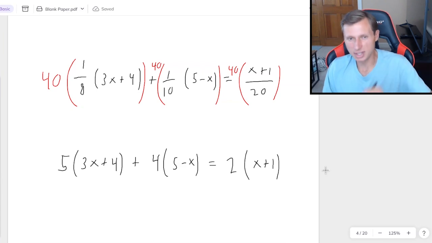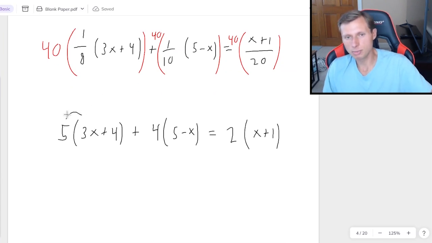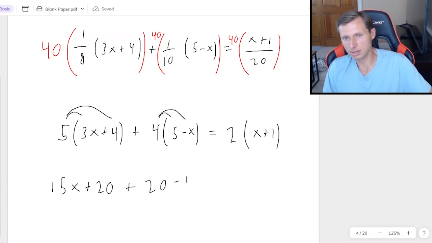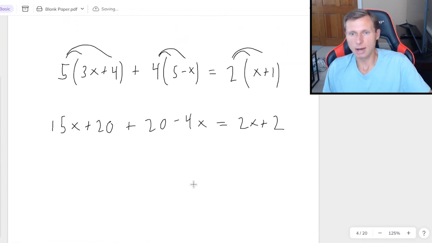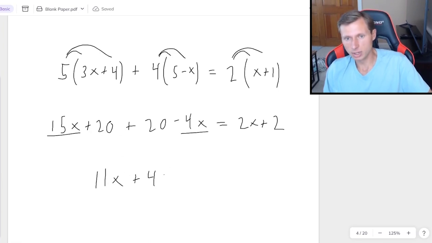Once we're done with that step, I'm just going to distribute all of these, and I'm going to do this pretty quickly because I'm assuming you know how to do this part by now pretty well. And we'll get this if you distribute properly. Now what do I got to do? I got to combine like terms. So 15x minus 4x is 11x. 20 plus 20 is 40 equals 2x plus 2.